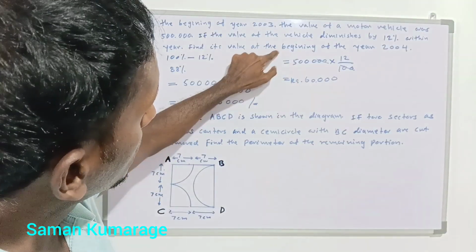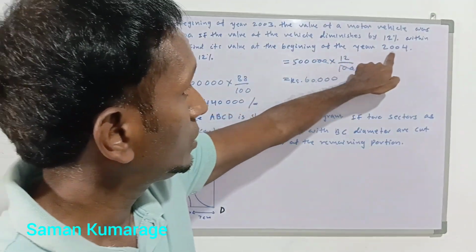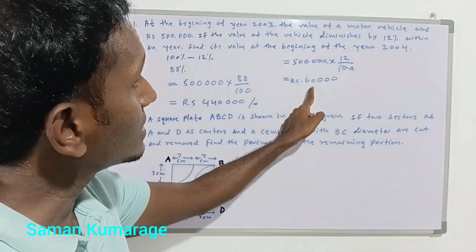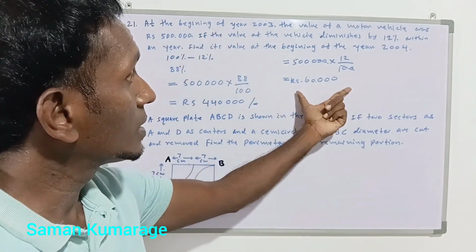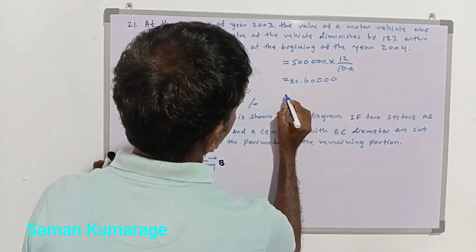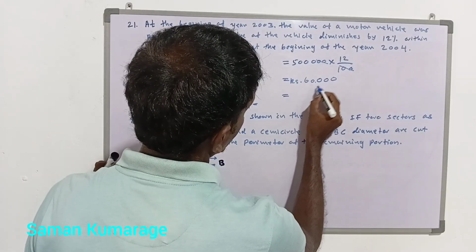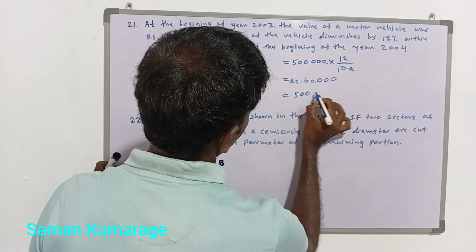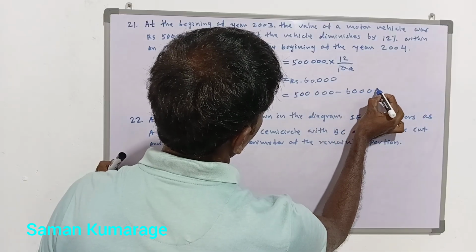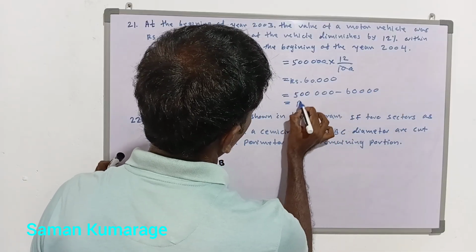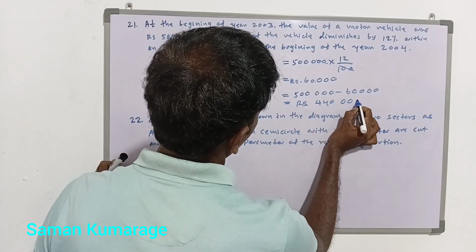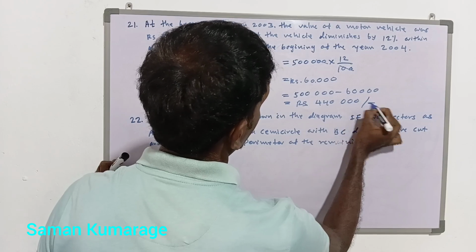That means by the beginning of year 2004, the price of the vehicle will be 60,000 less than 500,000. For that we need to subtract 60,000 from 500,000. Subtract 60,000, then also you will get 440,000 rupees as the answer.